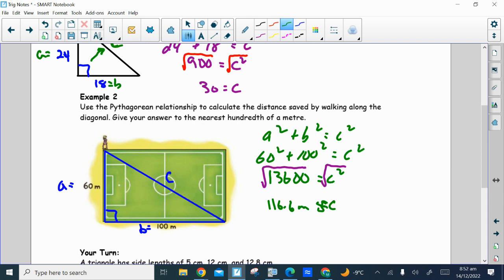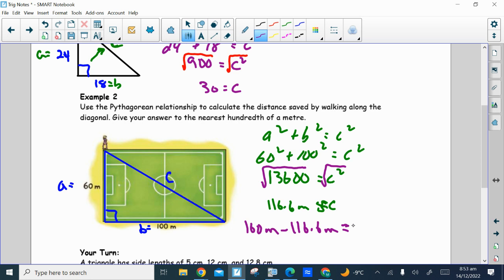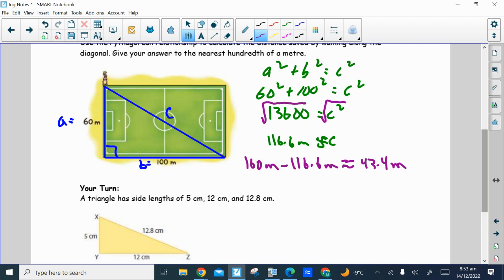The question says, how much distance is saved by walking along the diagonal? So like we said, if you walk along the edges, it's 160 meters. The diagonal is 116.6 meters. So the subtraction, or the difference between those two, will be how much distance is saved. So we'll subtract them. So approximately 43.4 meters is saved by walking across the diagonal instead of along the edges.